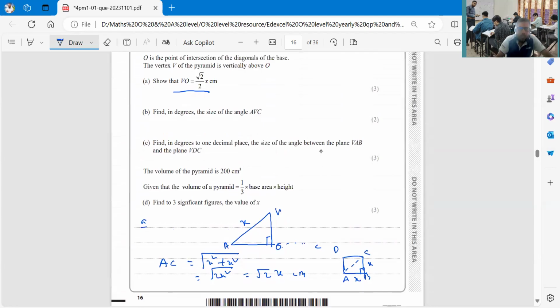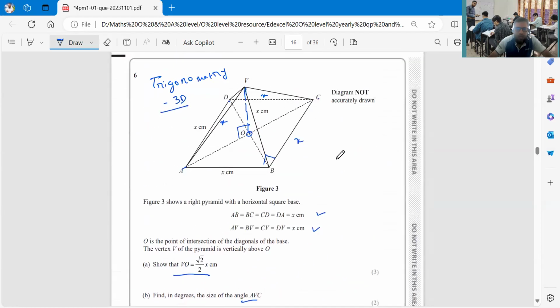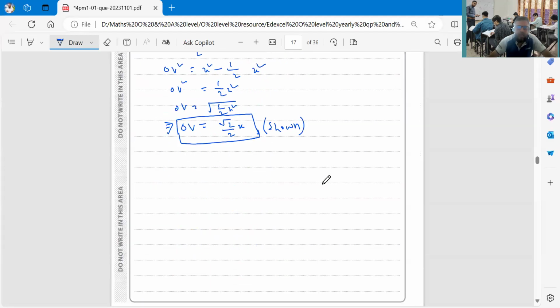And the second part is: find in degrees the size of the angle ABC. Size of the angle ABC. So if you see the original diagram, ABC, that means we need to find this one. If you see the diagram here, I just drew it. So this is actually the horizontal base, right? AC is a horizontal base. And this one is B. So ABC, we need to find this angle.